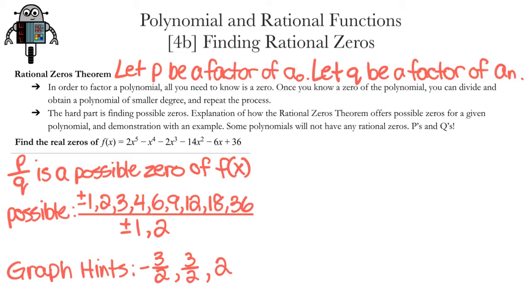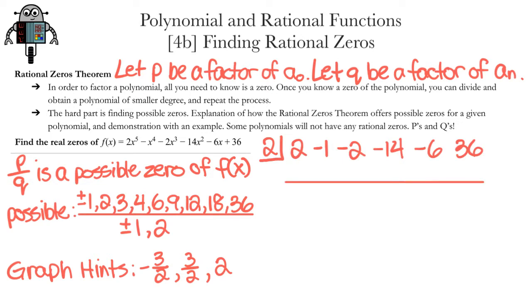I usually like to start with the whole numbers. So we'll put 2 in the box and the coefficients to the right. We'll draw a horizontal line and drop down the 2. Here we go. 2 times 2 is 4. Negative 1 plus 4 is 3. 3 times 2 is 6. Negative 2 plus 6 is 4. 4 times 2 is 8.